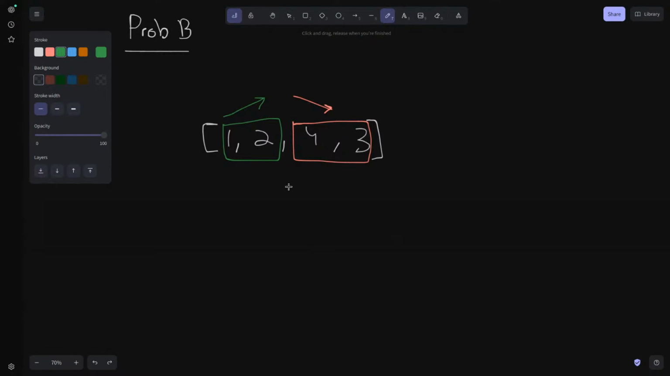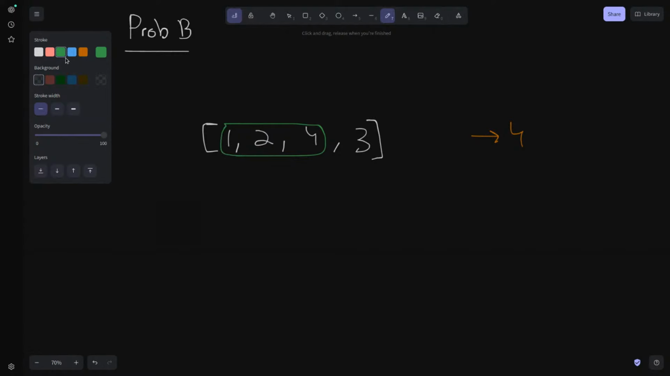So now we can take the sums of both of these and we can compare. The sum of this is 3 and the sum of this portion is 7, right? And 3 minus 7, the absolute difference, is 4, right? So if we do this split, our absolute difference will be 4. So we have 4 as one of the possible splits, right? Now we can try the other split as well.